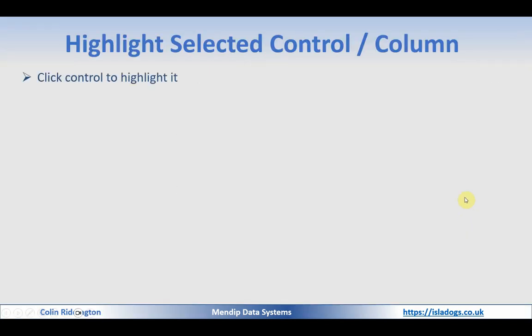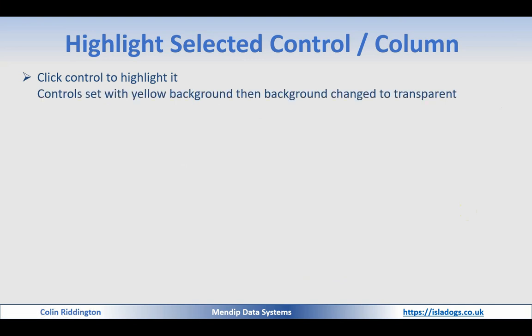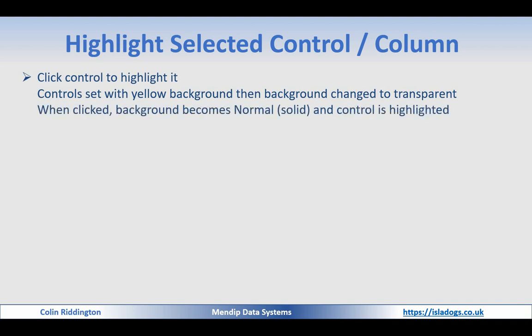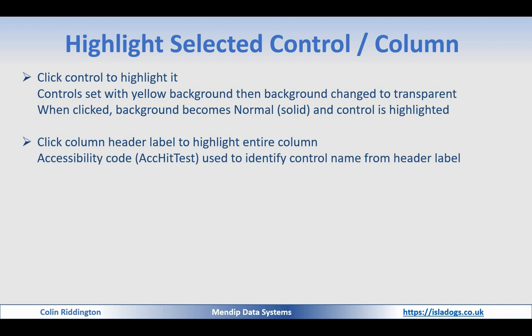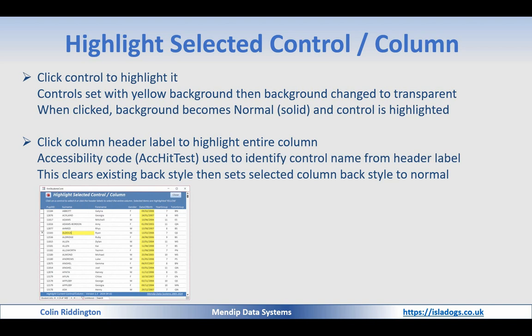Just to summarize what I've done then, to highlight an individual control, we just click it. The controls were originally set with a yellow background, and then the background was changed to transparent. When clicked, the background becomes normal because it's gained the focus and the control is highlighted. Move the focus away, it goes back to transparent again. For highlighting an entire column then, we click the column label in the header. Accessibility code is then used to identify the control name from the header label name. This clears the existing back style and then sets the selected column back style to normal. And that's all there is to it.